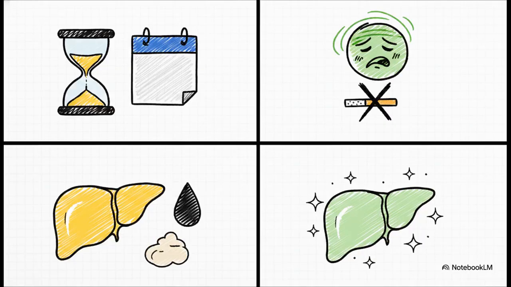Now, before we narrow down the specific culprit in any generic case, we really have to recognize that acute viral hepatitis generally develops in 4 highly predictable clinical phases. First up is the incubation period. This is where the virus is multiplying, but symptoms are totally absent.